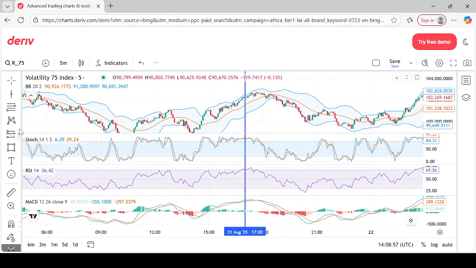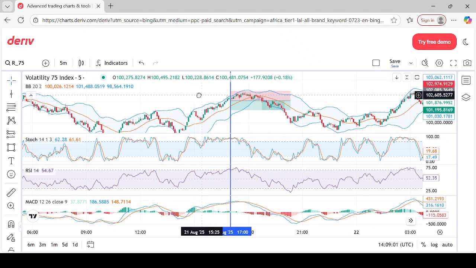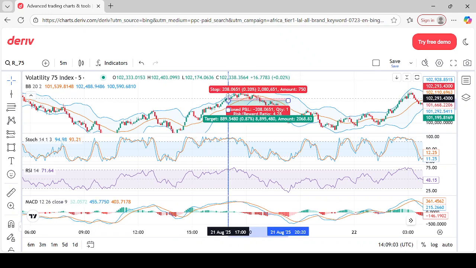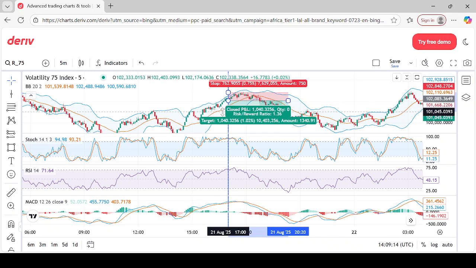So if we are to take a sell trade at this area on the 5 minutes time frame, we'll put our stop loss just above a recent swing high, and as you can see, this is a recent swing high at this area. We just put our stop loss at that side, then we would aim for a minimum of 1:2 or 1:3 as the case may be.